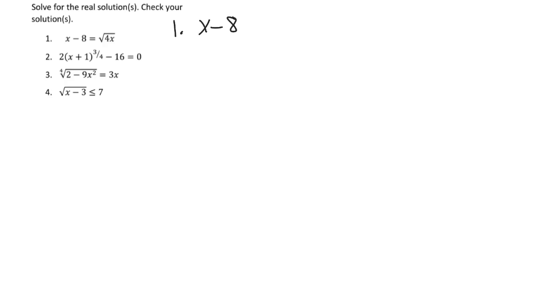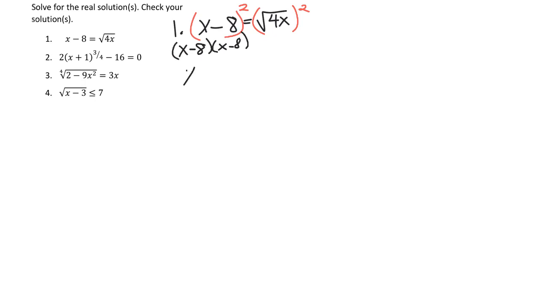x minus 8 equals the square root of 4x. So there's nothing on the side of the equation with the radical, so I'm going to square both sides to get that radical gone. And we need to remember that when we're squaring x minus 8, that means x minus 8 times x minus 8, and you FOIL that out, you get x squared minus 16x plus 64 equals 4x.